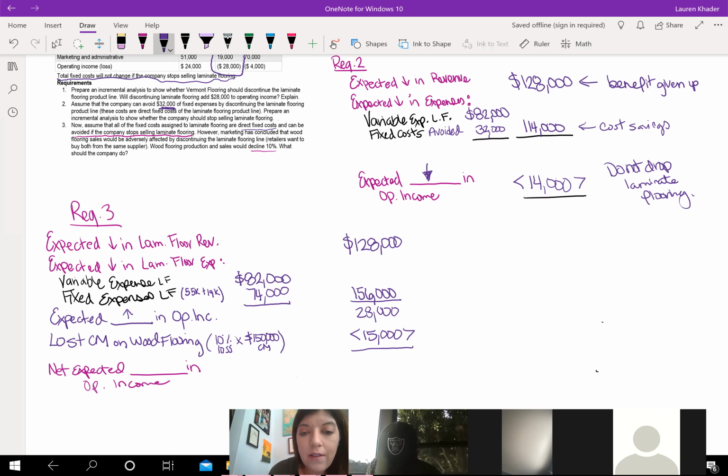Compared to that cost savings that they have, 28,000. So they're going to have a positive number here. 28 minus 15 of 13,000. So the cost savings is greater than those benefits that they're giving up. So they would actually have an increase in operating income of 13,000. And in this case, they should consider dropping laminate flooring.